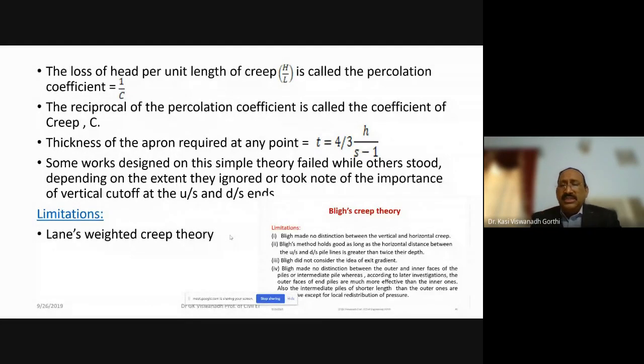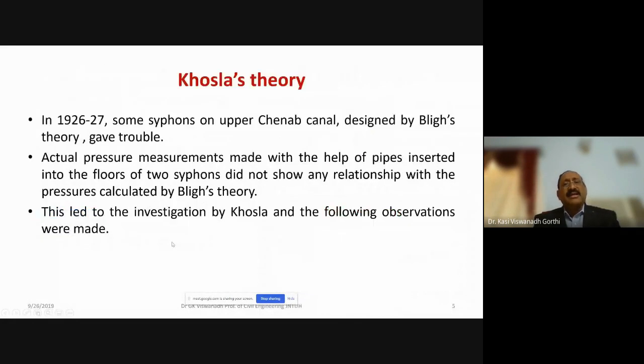And Bligh made no distinction between the outer and inner faces of the piles or intermediate piles. But according to the later investigations, it has been found that the outer faces of the end piles are much more effective than the inner ones. And intermediate piles of shorter length than the outer ones are not useful except for the local redistribution of pressure. So these are all the limitations of the Bligh's creep theory. Then Lane also made certain distinction. Instead of directly taking along the length of travel, he has taken the shortest length by the Lane's weighted creep theory. Khosla's theory is in continuation.